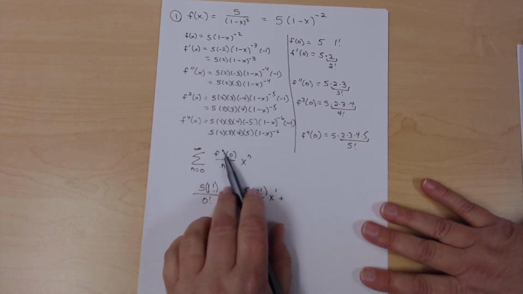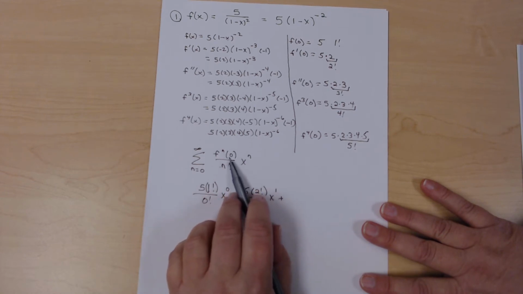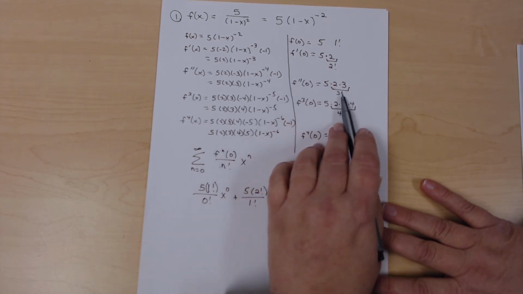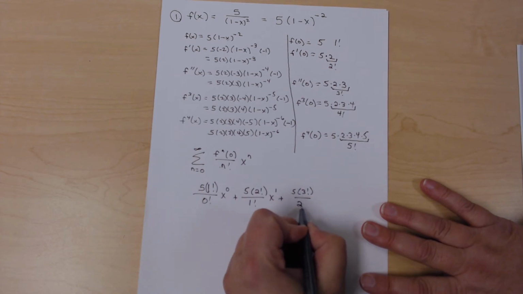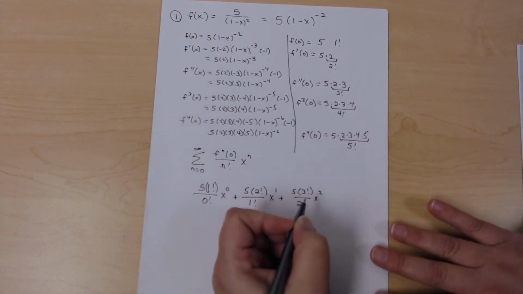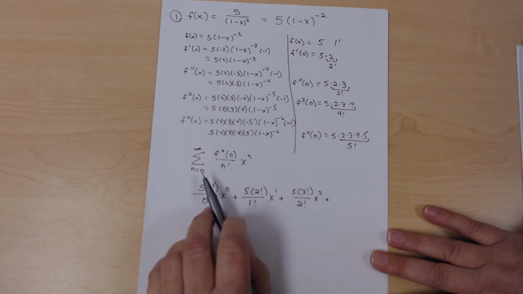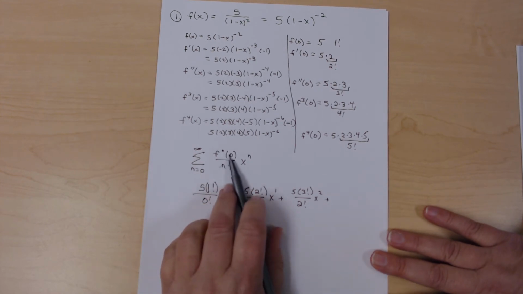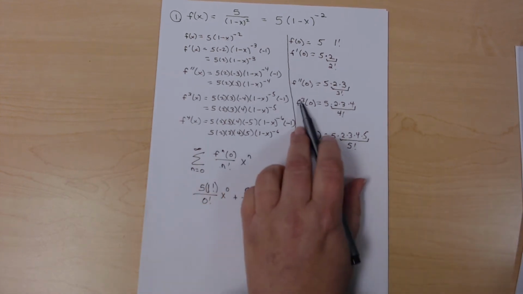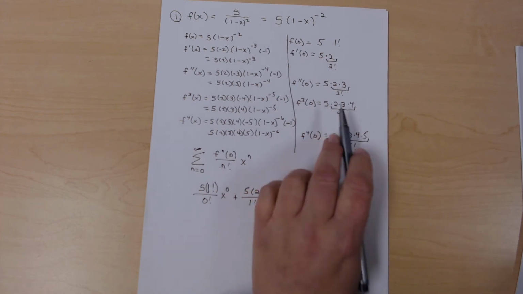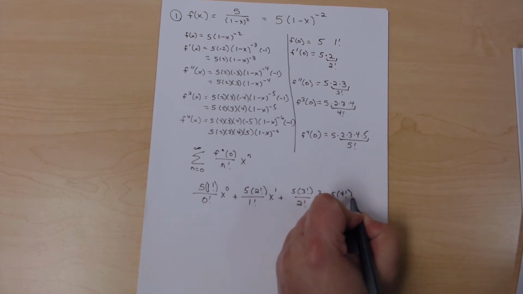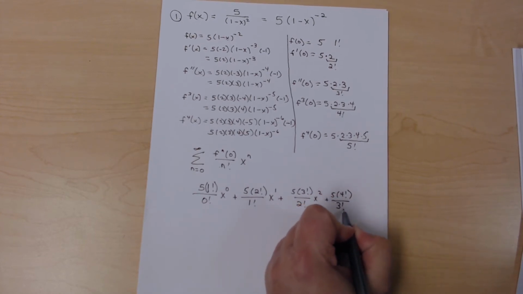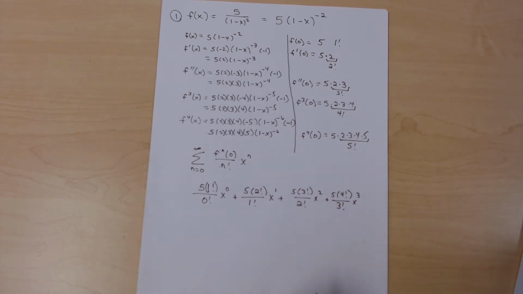When I plug in a 2, it's really asking for the second derivative evaluated at 0. Second derivative evaluated at 0, 5. And then I'm going to change that other to 3 factorial over n, which was 2 factorial, and then x squared. Now when we plug in a 3, it's asking for the third derivative evaluated at 0. So here's my third derivative evaluated at 0. So I got 5 times 4 factorial over, and that's really only 3 factorial, x to the third.